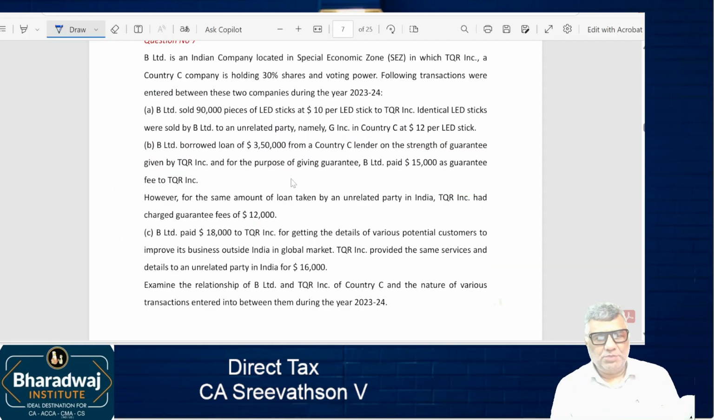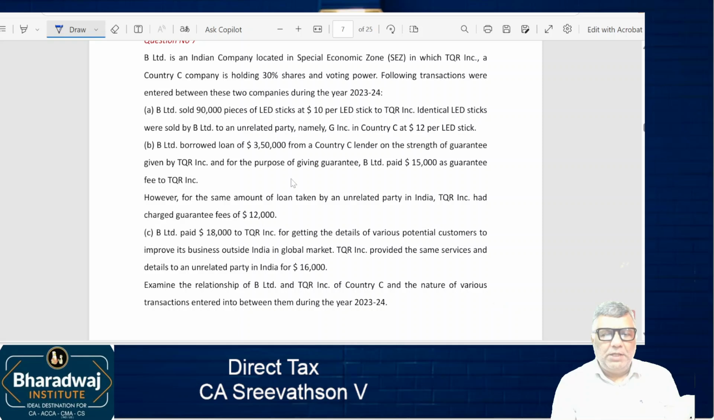Don't worry about secondary. B Limited is an Indian company located in SEZ, in which TQR Incorporation, a company C, holds 30% shares, having voting power. Following transactions were entered into between the two companies during the year 23-24. B sold 90,000 pieces of LED sticks at $10 per LED stick to TQR Incorporation. Identical were sold by B to an unrelated party at 12. So 2 rupees I will increase. This is TNMM, transaction net margin method.